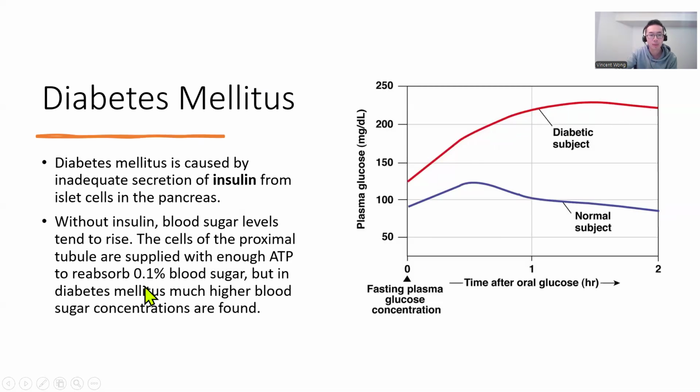Normal blood sugar should be around 0.1%. That's 0.1 grams for every 100 milliliters of blood. But for people with diabetic conditions, it could be much higher than 0.1. It could go up to 2% in some cases.